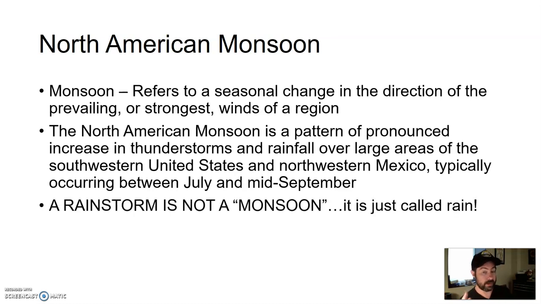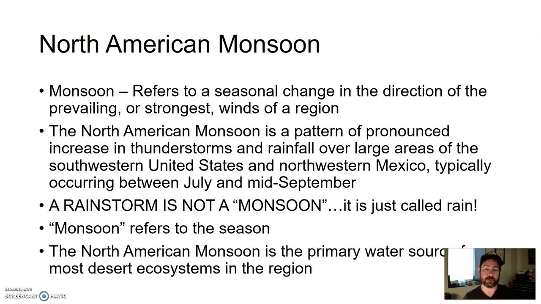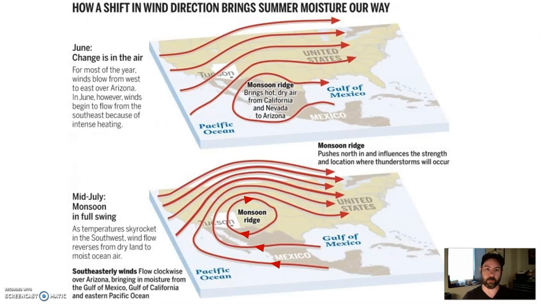So again, a rainstorm is not a monsoon. Rain is just rain. A thunderstorm is a thunderstorm. Lightning is lightning. Thunder is thunder. Monsoon just describes a changing of weather patterns, which lead to an increased chance of thunderstorms and rain, etc. So again, monsoon refers to the season. And the North American monsoon is, I'm sure you can guess, the primary water source for most desert ecosystems in our region. Without it, we would get even less water than what we normally do.